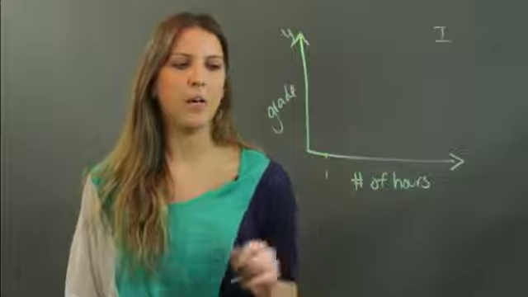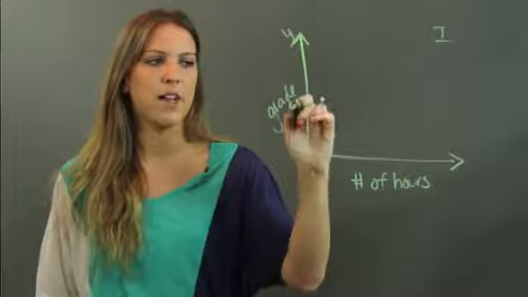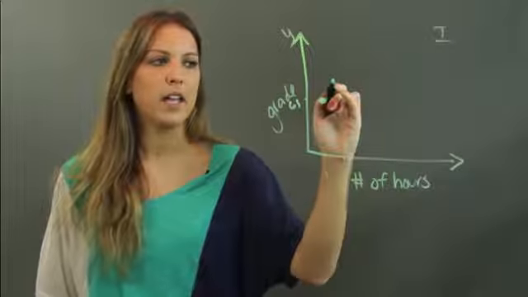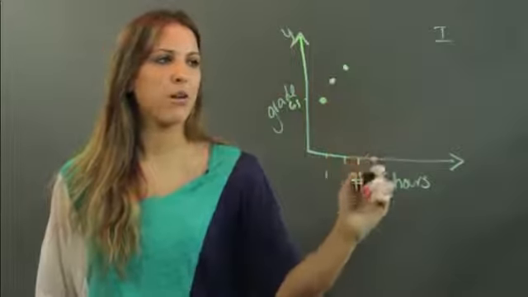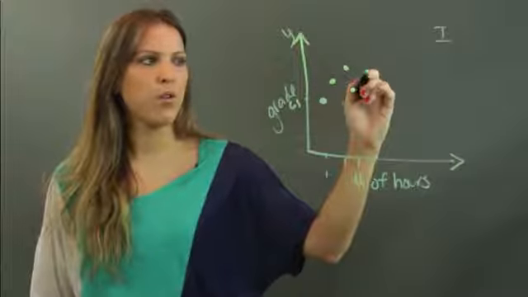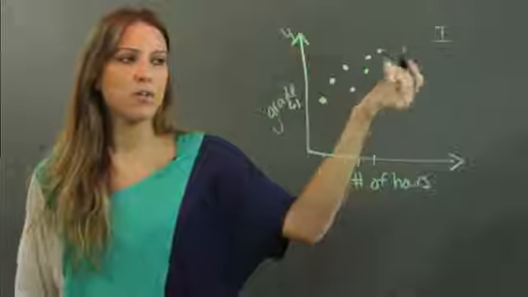So let's say that at 1 hour of studying, the grade was a 65, and we'll plot it right there. And then let's say that at 2 hours of studying, the grade went up to a 70. And then at 3 hours of studying, it was a 75. And at 4 hours, something happened and it went back down to a 68, and so on and so forth. And you're probably going to get some data that looks like this. And you're looking for a relationship.